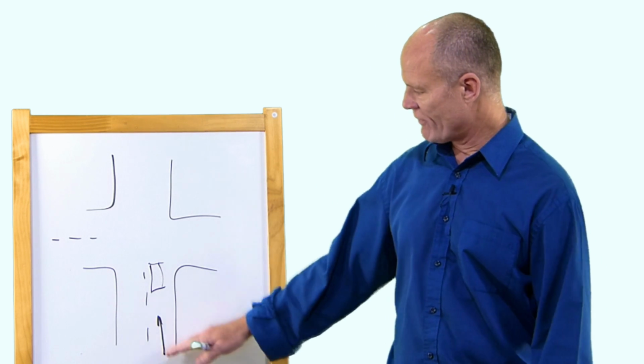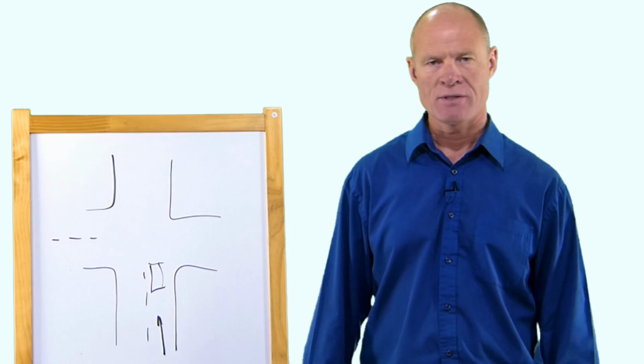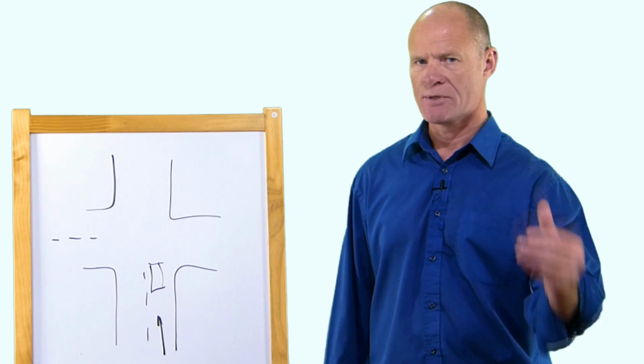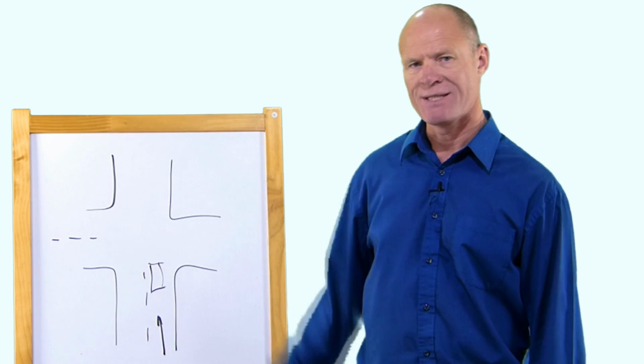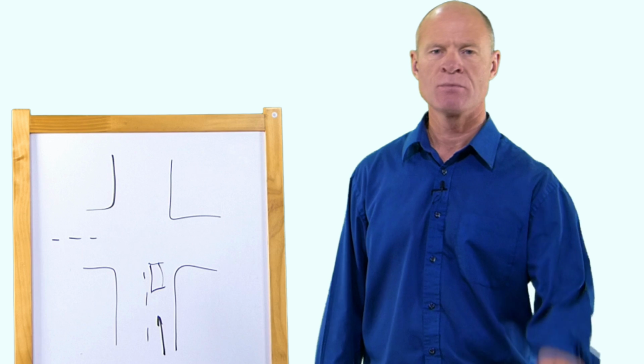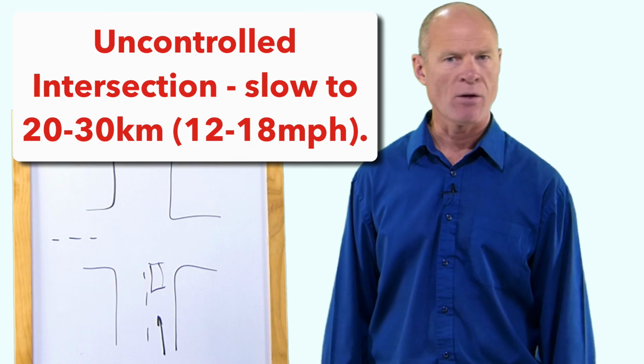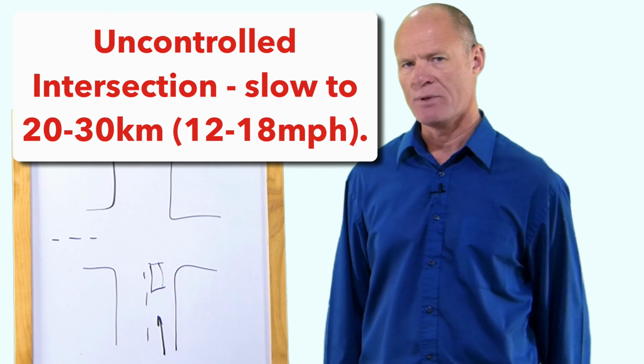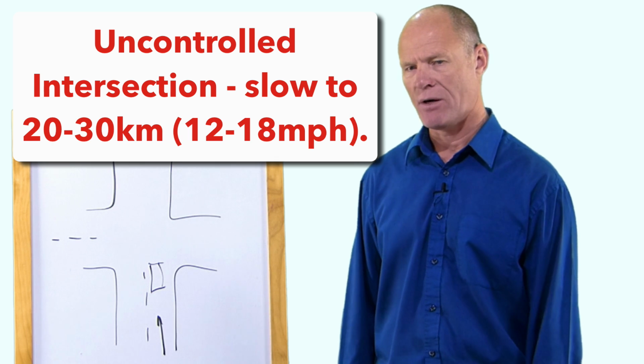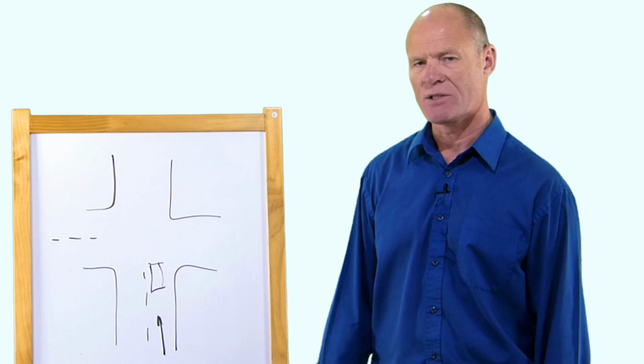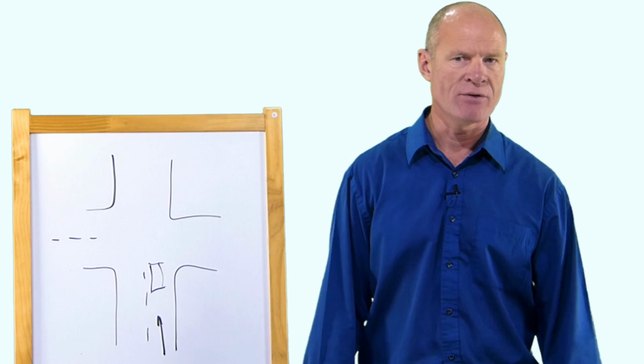Next thing you need to do, if you're coming up here and it is an uncontrolled intersection, there isn't a traffic light, there isn't a stop sign or a yield sign, and you're going to proceed left and the way is clear, you need to slow down to 20 to 30 kilometers an hour. In the States, that would be 12 to 18 miles per hour. Depending on how big the intersection will determine how fast you can proceed through the intersection.